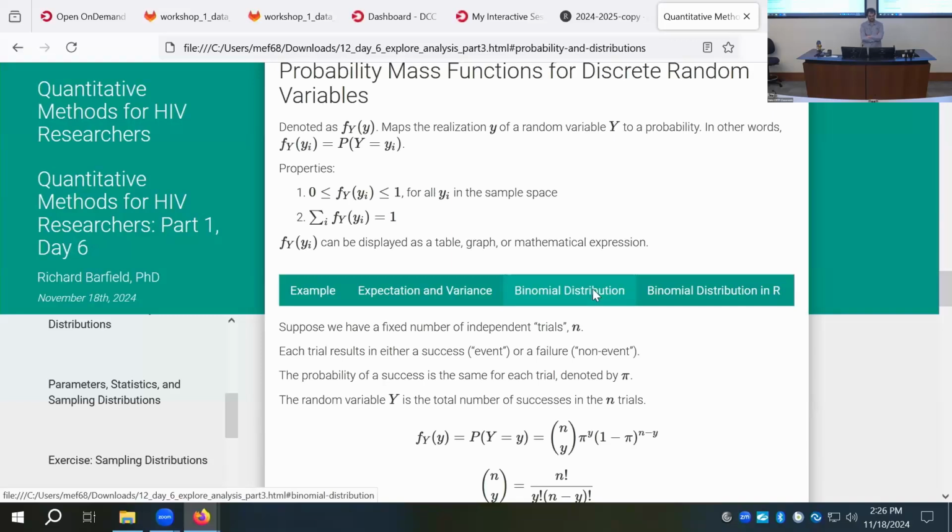And the probability of success has to be the same for each trial. So if I have a coin, the probability of me getting heads should stay the same from flip 1 to flip 2 to flip 3. Right? And they usually denote this as pi. And then the random variable is the total number of successes that you see out of those trials that you did. So if I flip a coin 10 times, how many times am I getting heads?